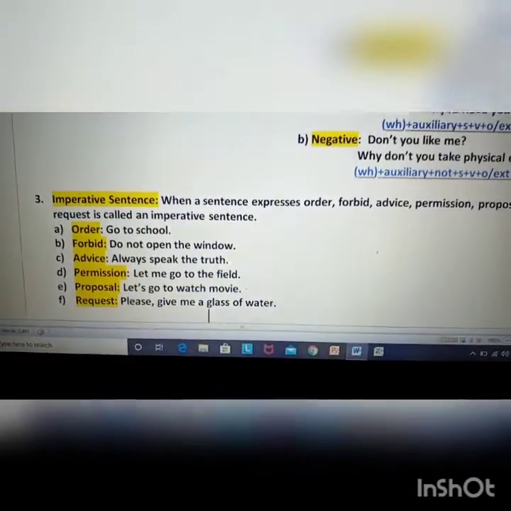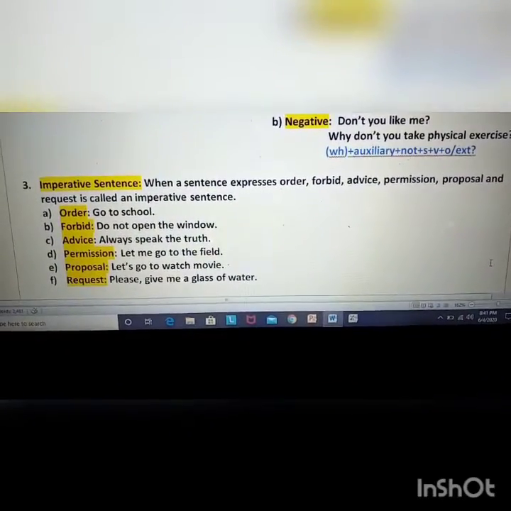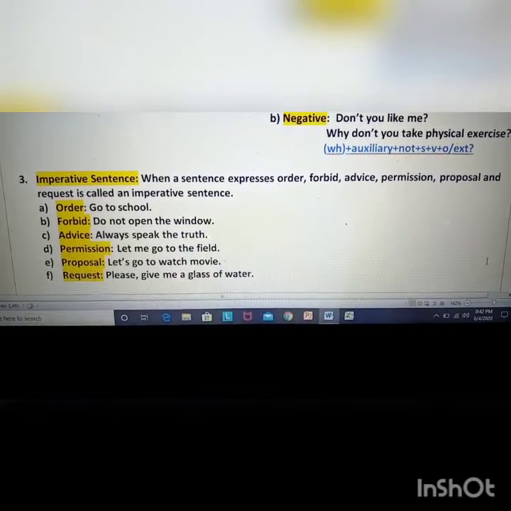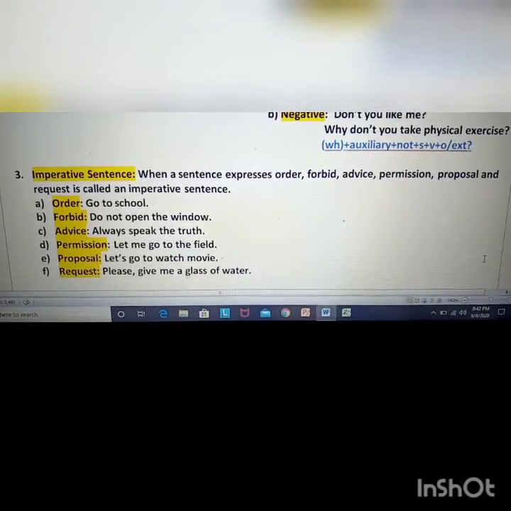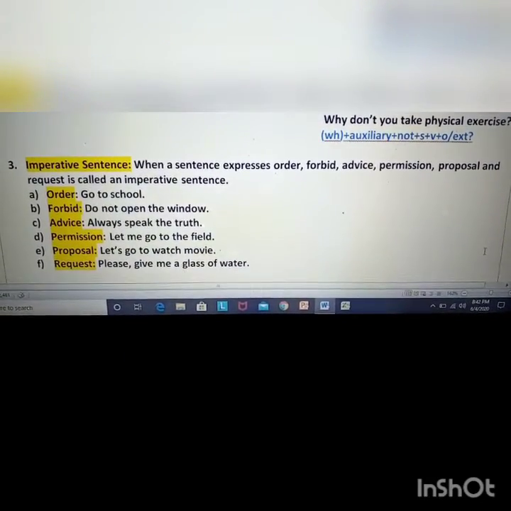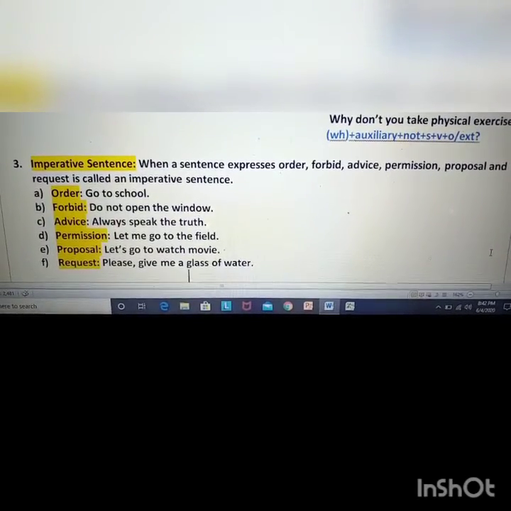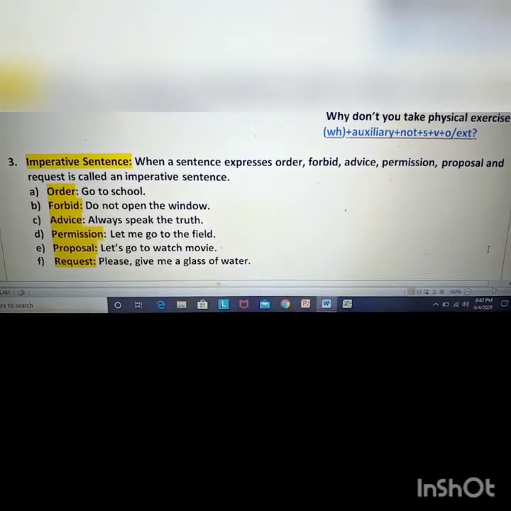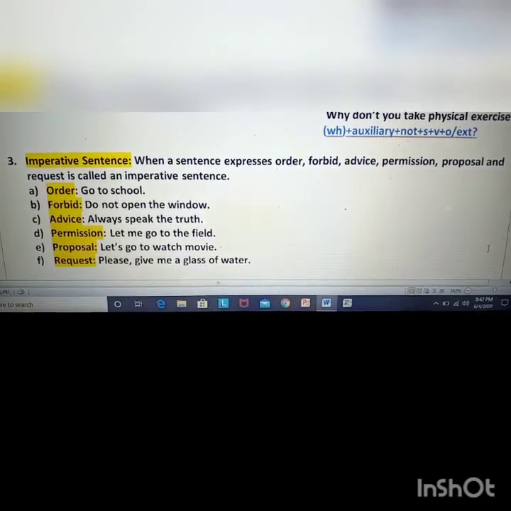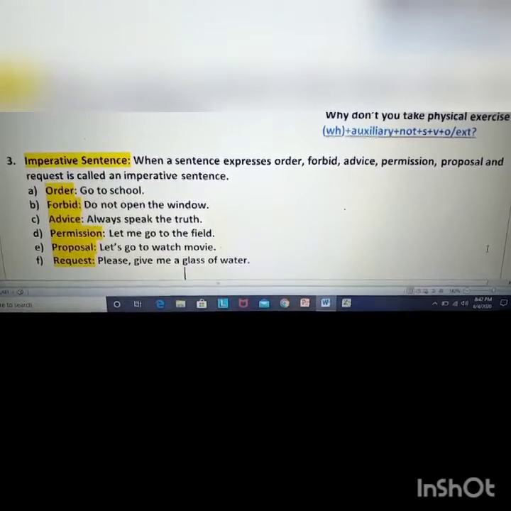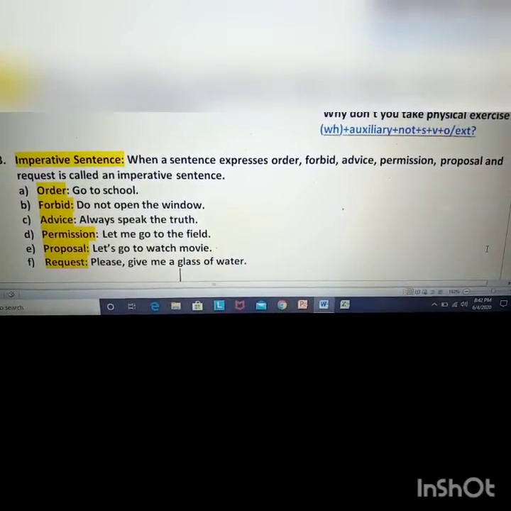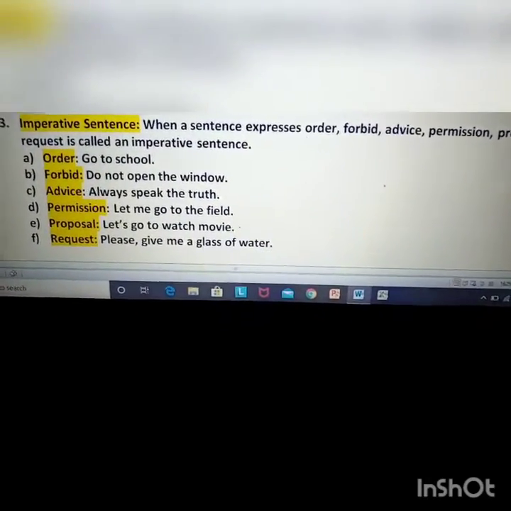Number 3, imperative sentence. What is an imperative sentence? When a sentence expresses order, prohibition, advice, permission, proposal and request, it is called an imperative sentence. That means the sentences by which order, advice, request, prohibition, proposal and permission are expressed are imperative sentences. If we see the examples, it will be more clear to us.